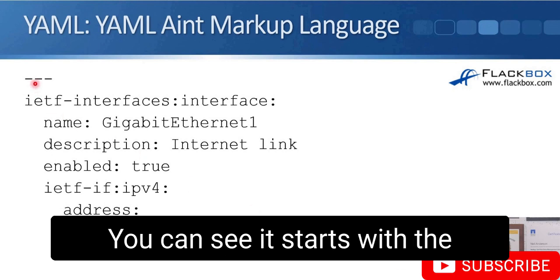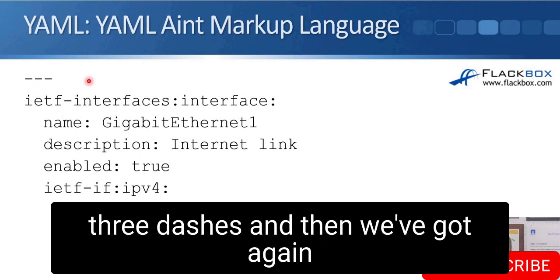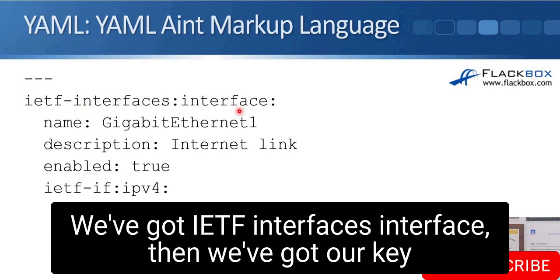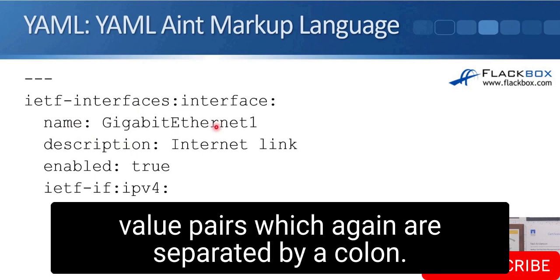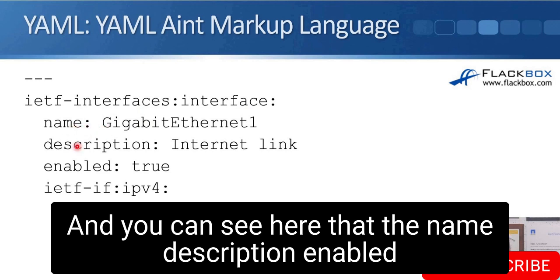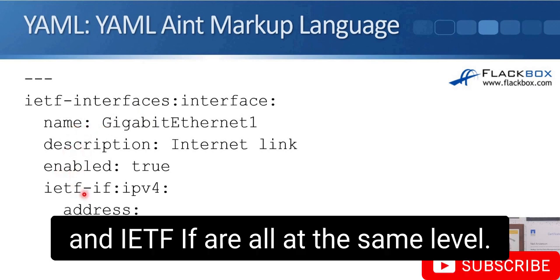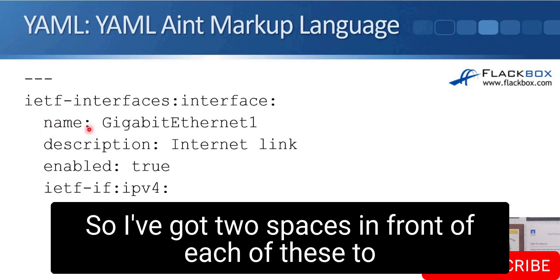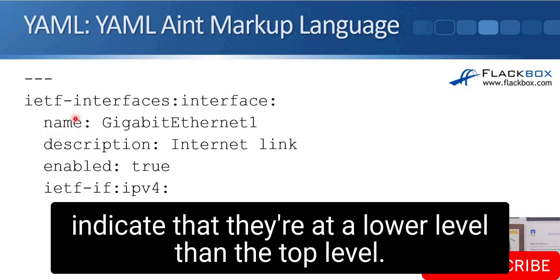You can see it starts with the 3 dashes, and then we've got, again, similar information we're looking at here. We've got ietf-interfaces interface, and then we've got our key value pairs, which again are separated by a colon. And you can see here that the name, description, enabled, and ietf-ip are all at the same level. So normally you'll use 2 spaces for each indentation. So I've got 2 spaces in front of each of these to indicate that they're at a lower level than the top level.